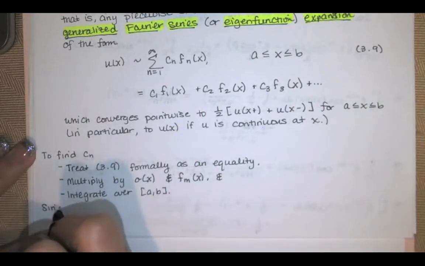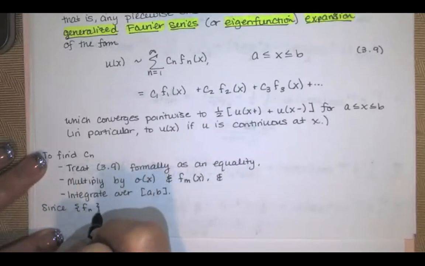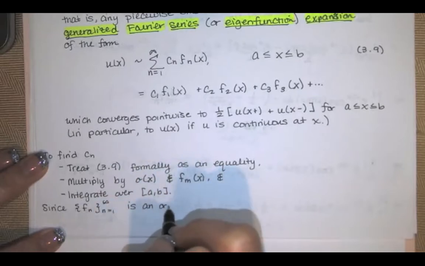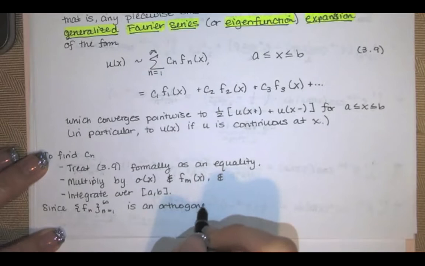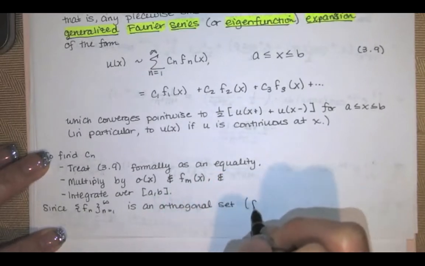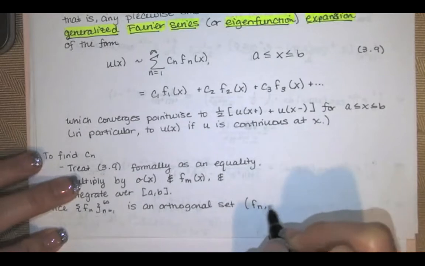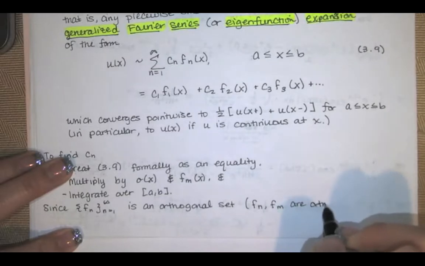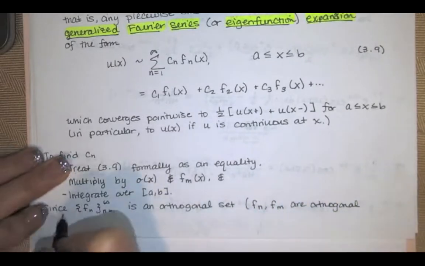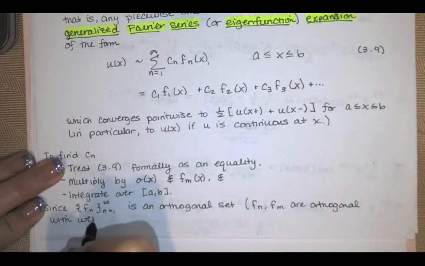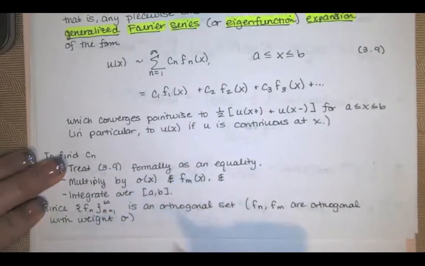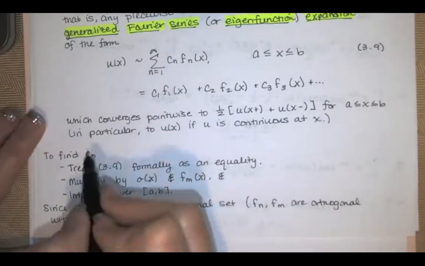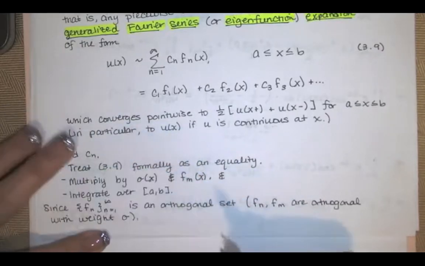So let's write that down. This all stems from the fact that this is an orthogonal set, so f sub n and f sub m are orthogonal with weight sigma. Since all that's true, it'll allow us to find the c sub n.